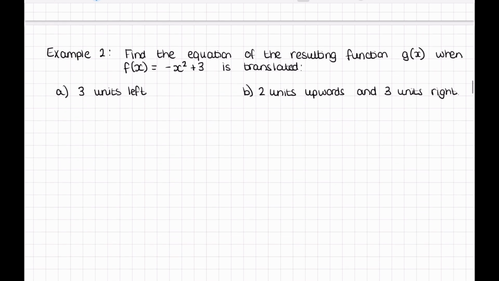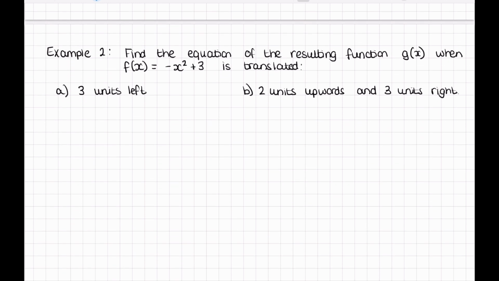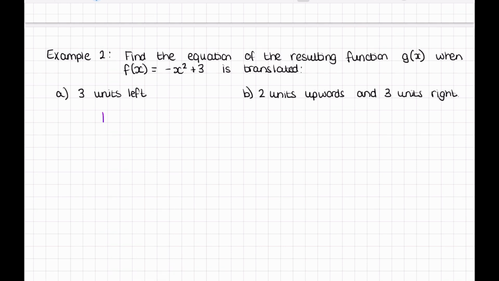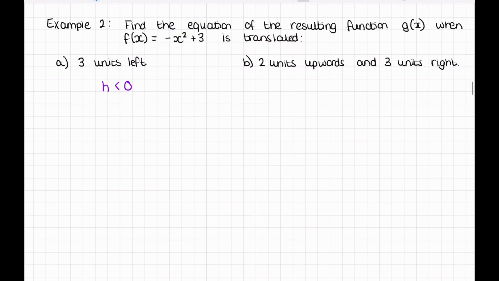Example 2, this time we just want to find the equation of the resulting function g of x when f of x equals minus x squared plus 3 and it is translated. So first we want to translate 3 units to the left. So move to the left, our h value is going to be less than 0, which means our h would equal negative 3. Because we want 3 units to the left, so the h will be negative 3.